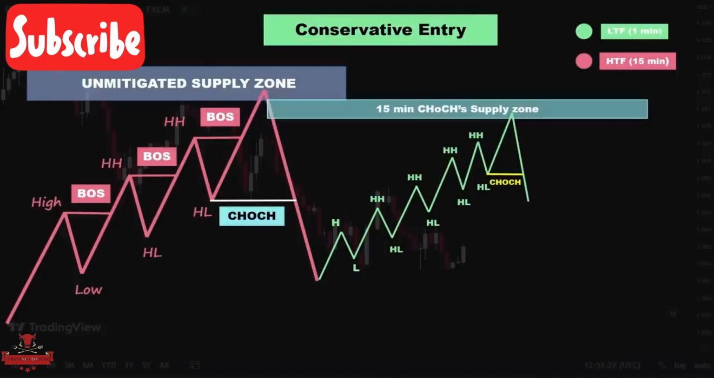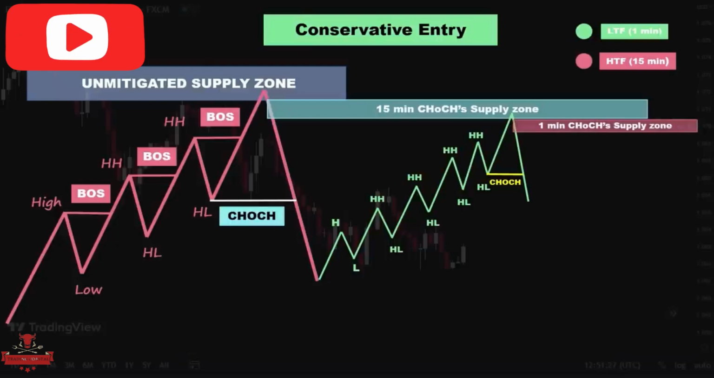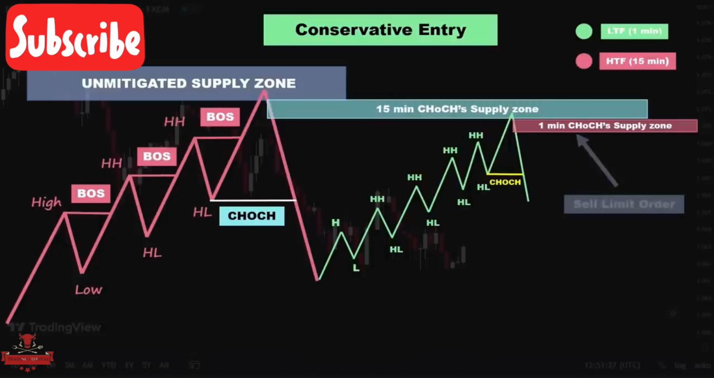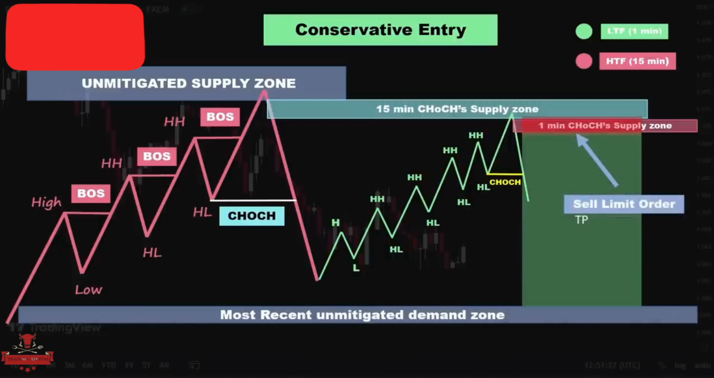After creating a valid change of character, we should highlight the order block created by Choch's wave on the lower time frame. In the following, we should place our sell limit order at the lowest point of the zone, with a stop loss a couple of pips above the zone's highest point, and for the take profit, we should target the most recent unmitigated demand.